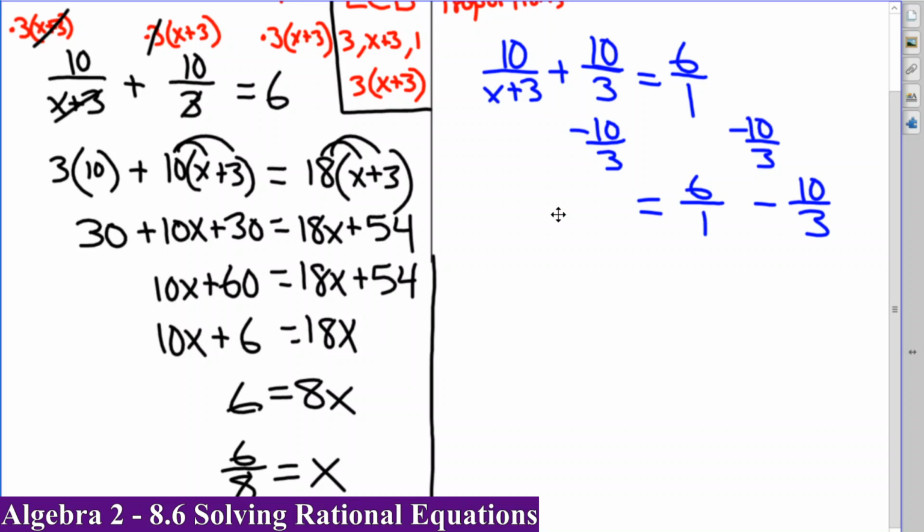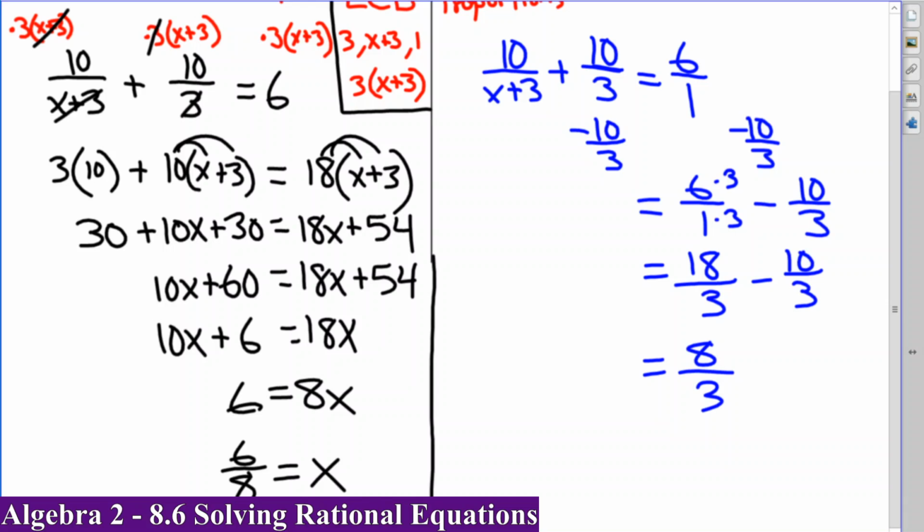So this is a good reminder. Multiply numerator and denominator by 3. So we get 18/3 now. Rewrite that 6 as 18/3. Subtract 10/3, and we're going to be left with 8/3.